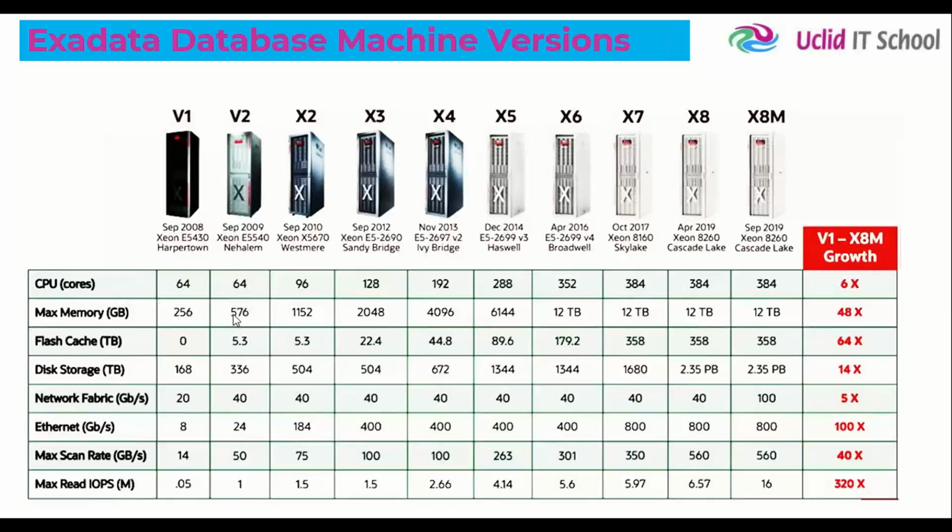So over these versions, you can see how the hardware and resource capacity increased on various dimensions like CPU, memory, flash, disk, network bandwidth, all those things. And you don't need to remember all these numbers, just to give you an idea of how the hardware evolved over various versions.